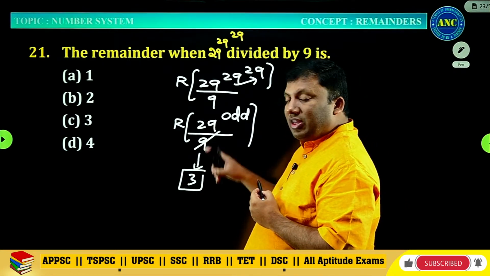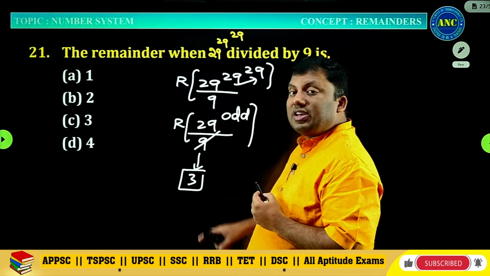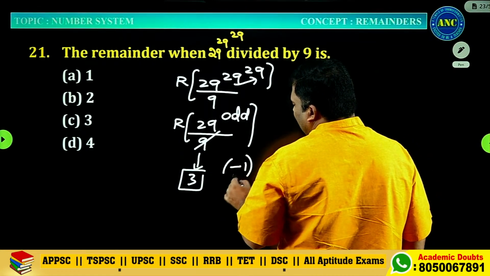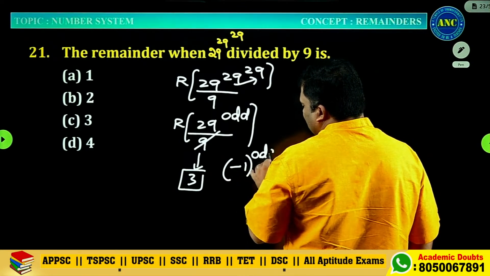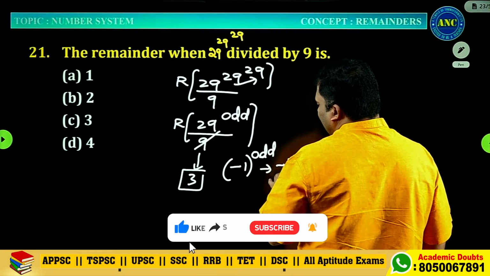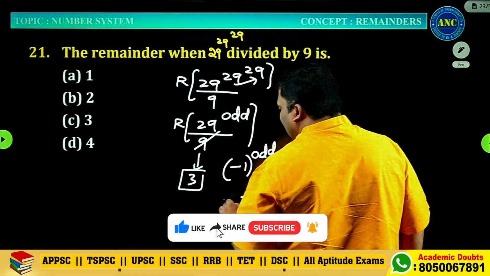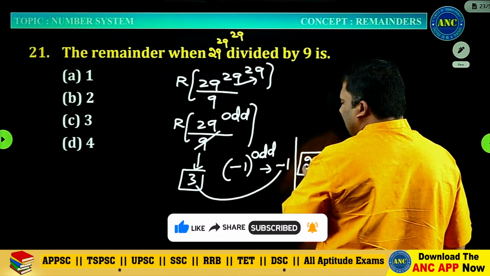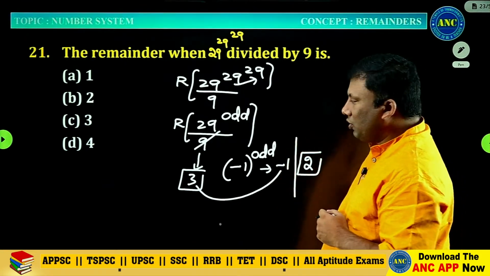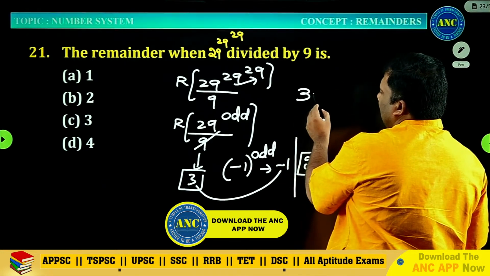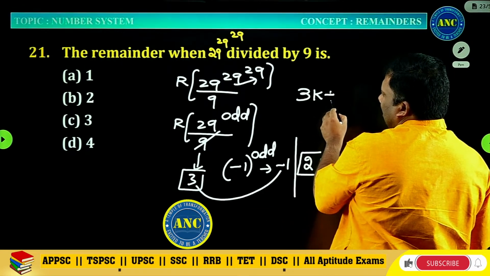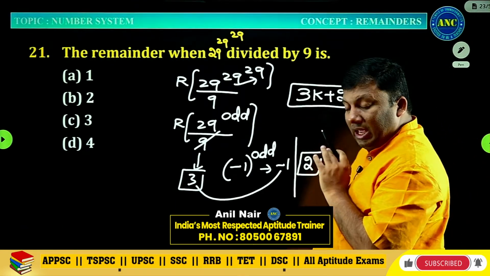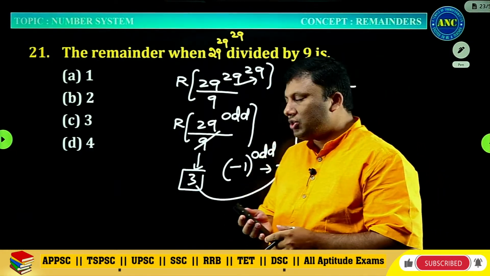3 tens are 30, so the remainder is negative, minus 1. Minus 1 power odd is minus 1. If you get a negative remainder, add the number by which it is getting divided. 3 minus 1 is 2. So when divided by 3, the answer should give a remainder 2. You don't need to do any very lengthy remainders.